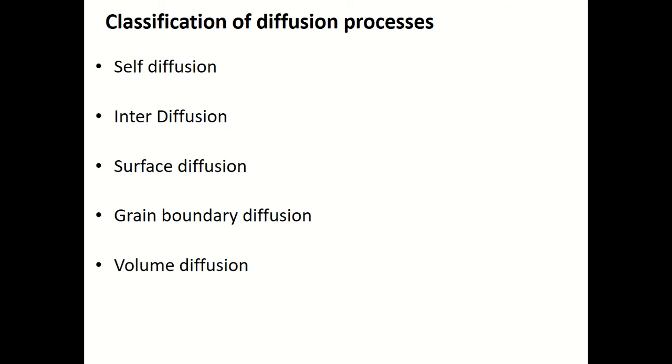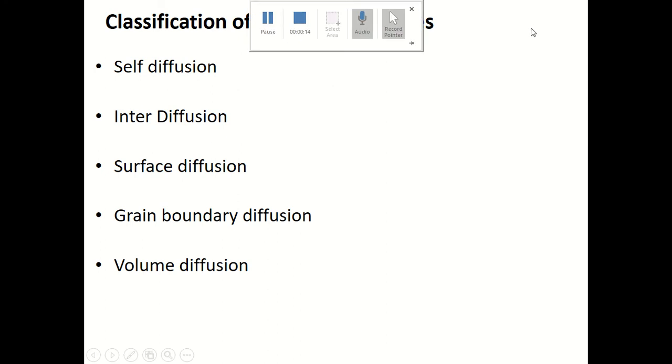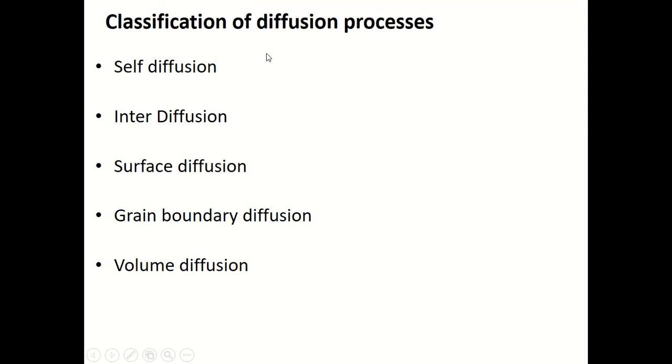In this session, we are going to discuss the classification of diffusion processes. We can classify the diffusion process into these types: self-diffusion, interdiffusion, surface diffusion, grain boundary diffusion, and volume diffusion. We have already seen self-diffusion and interdiffusion, isn't it?